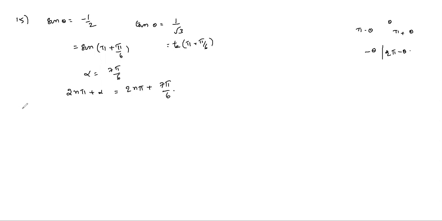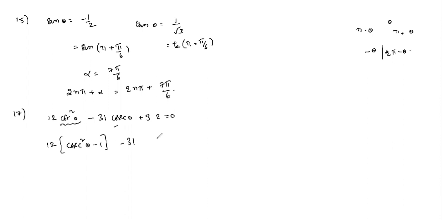Next, if you see the 17th one, 12 cot square theta minus 31 cosecant theta plus 32 equals 0. We have to find sin theta. So here this is the equation. We have to convert cot square into cosecant square. 12 into cosecant square theta minus 1, minus 31 cosecant theta plus 32 equals 0. So that we get one equation in terms of cosecant. So 12 cosecant square theta minus 31 cosecant theta plus 32 minus 12, plus 20 equals 0.